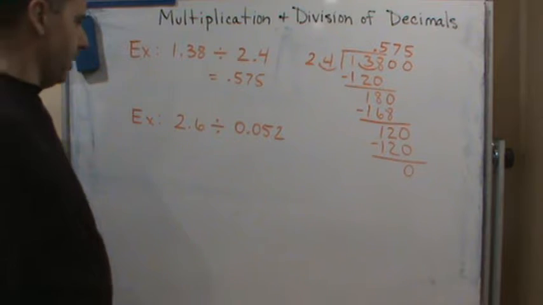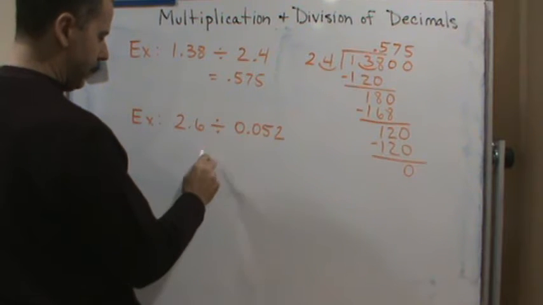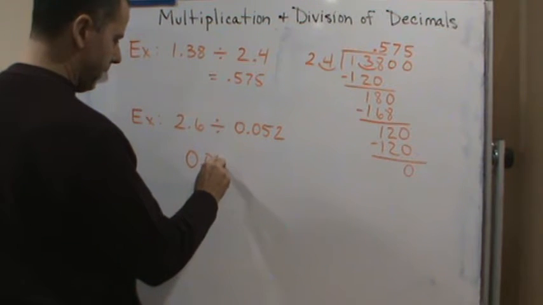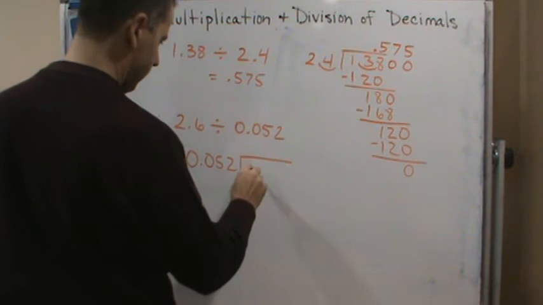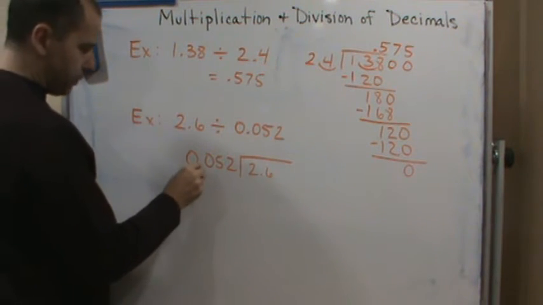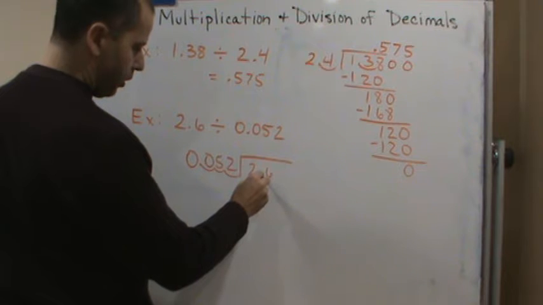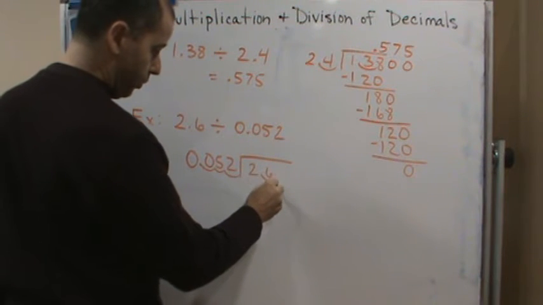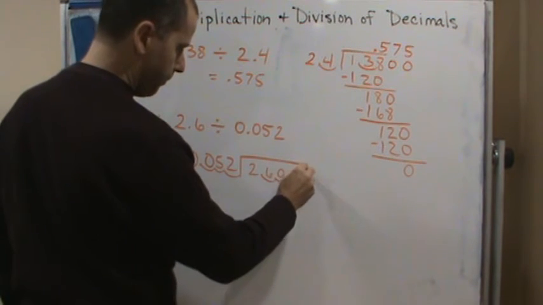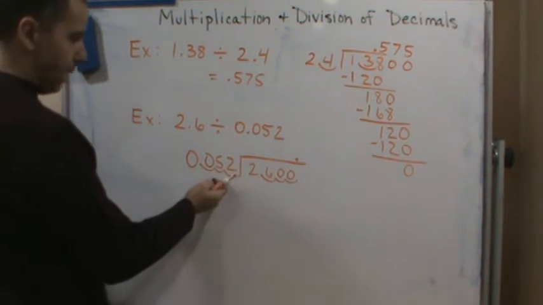Okay, so now let's do this one. So again, we're going to do the same thing. We're going to write this as 2.6 divided by 0.052. Now, here, I'm going to move it over 3 decimal places until I have a whole number. 1, 2, 3. And then I'm going to move this over 3 places too. 1, 2, 3. So then I'm going to fill in the zeros here for placeholders. And then I'm going to move the decimal point up.